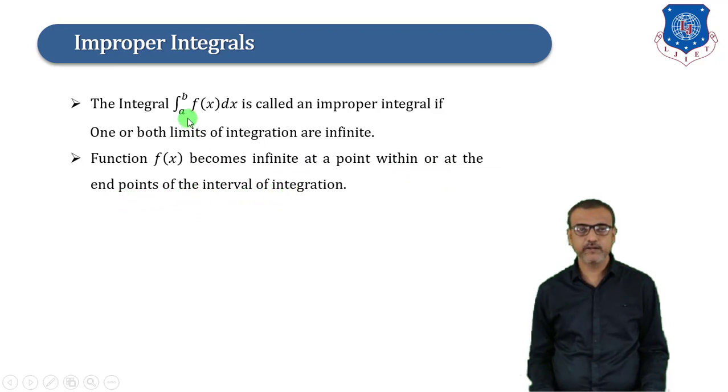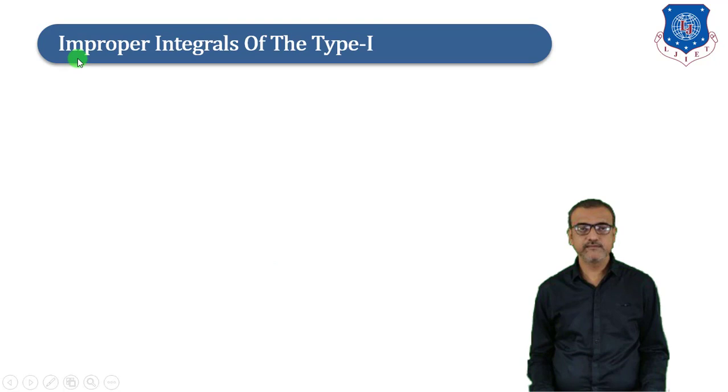So whenever you are given the integration of the form integration from a to b f(x) dx, and if one limit or both limits are infinite, or the function f(x) becomes infinite at a point within or at the end points of the interval of integration, then that type of integration is called improper integration. Now we will see improper integrals of type 1.